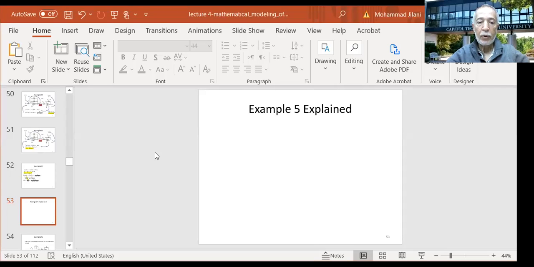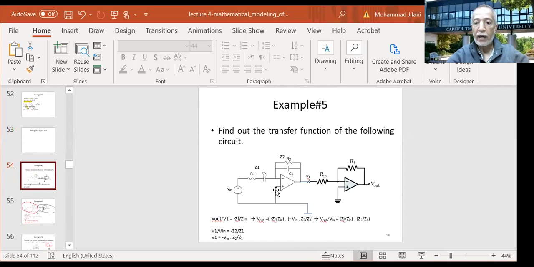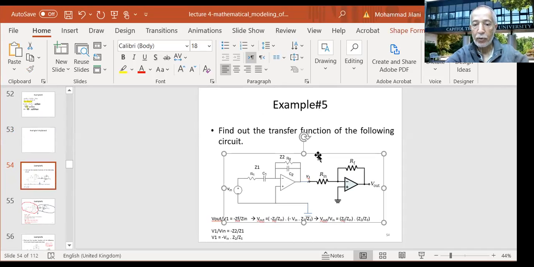Okay. Now, I will do example 5. Let me see what's in example 5. I have another system here. Find out the transfer function of the following. This is similar to the previous function somehow.